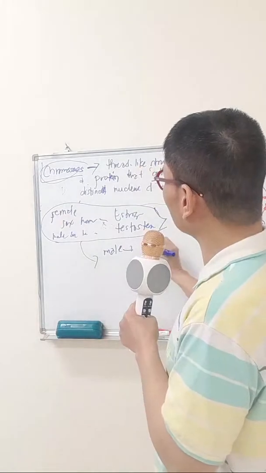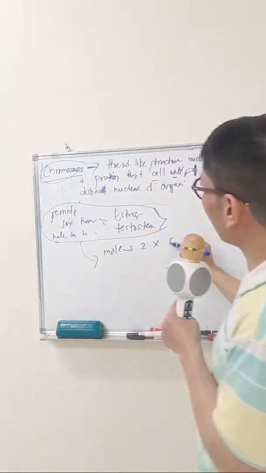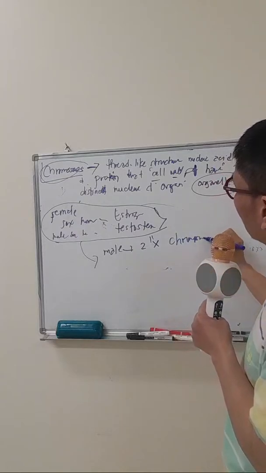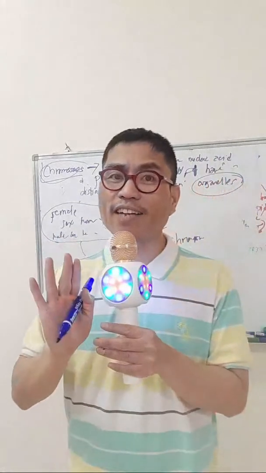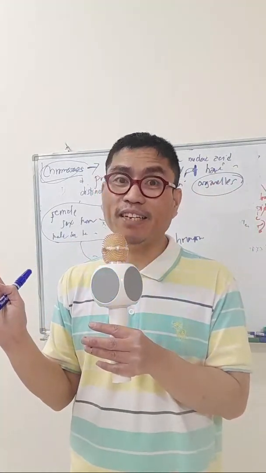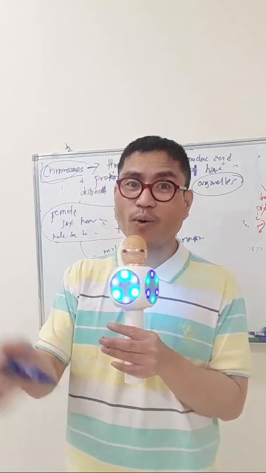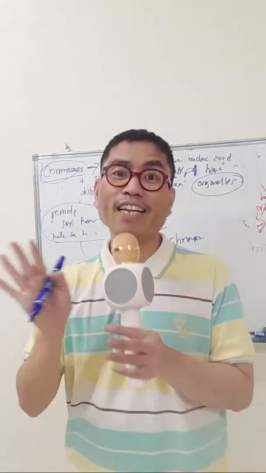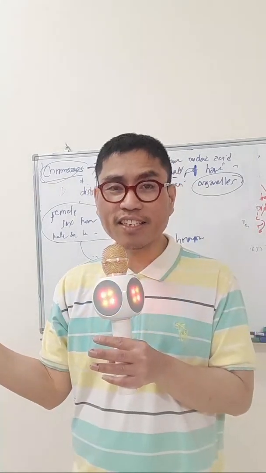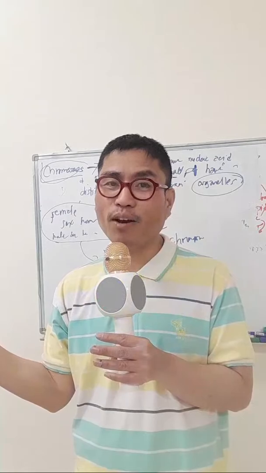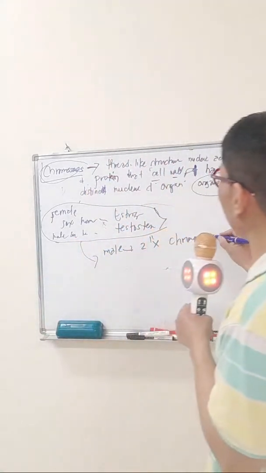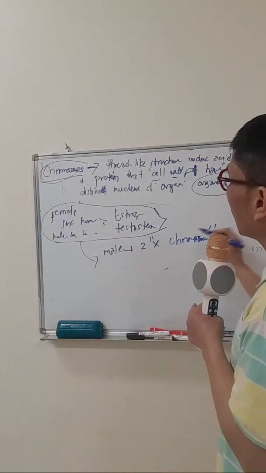So male will have 2X chromosomes. Remember this one, because chromosomes can be identified only as X and Y. There's no Z. This is not a 3D motion where we have the X axis, the Y axis, and the Z axis in an animation on the computer. This is only X, Y, just like in simple algebra, X and Y axis. So 2X chromosomes become a male.